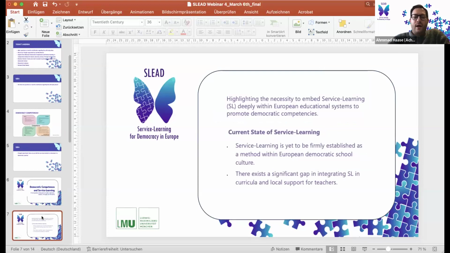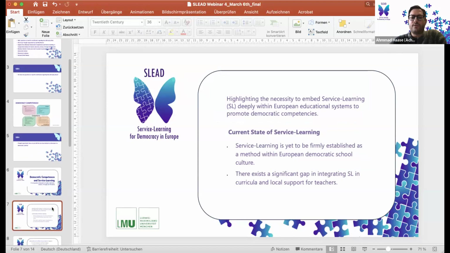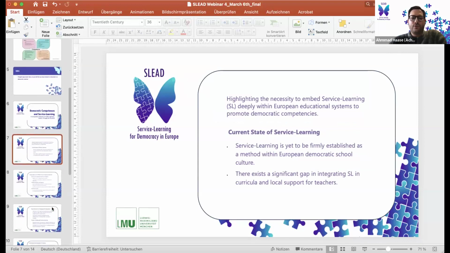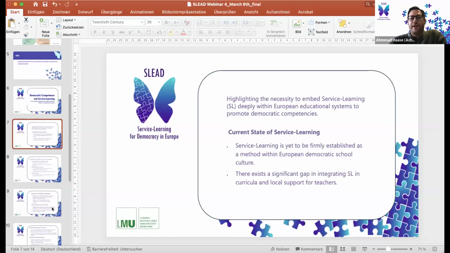So we would like to highlight the necessity to embed service learning deeply within European educational systems to promote democratic competences. The current state of service learning, which was an outcome of this analysis, is that service learning is yet to be firmly established as a method within European democratic school culture. And there exists a significant gap in integrating service learning in curricula and local support for teachers.